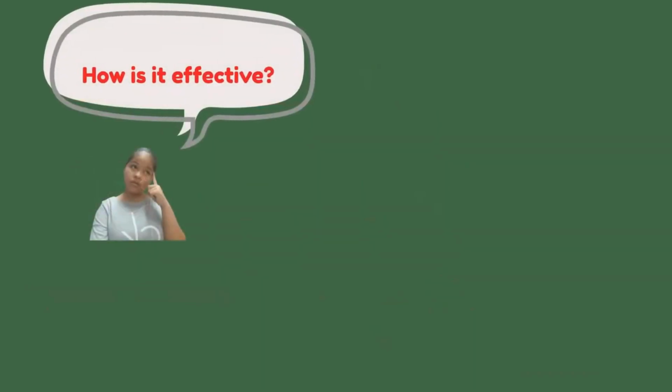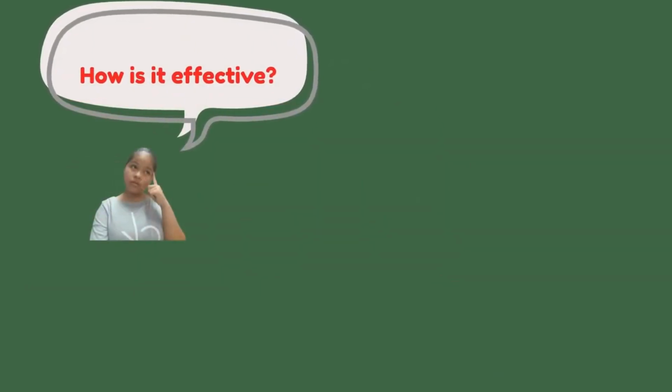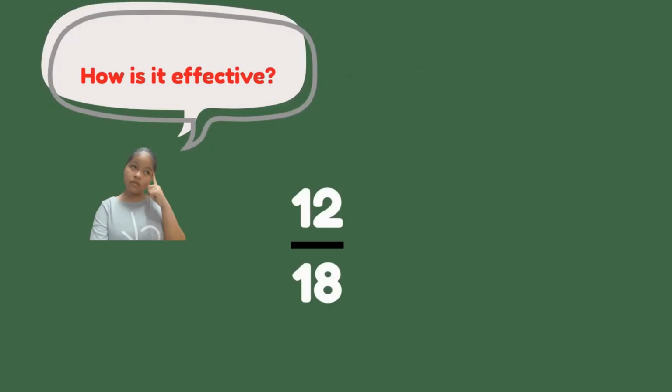But you might be wondering how it is effective. Well, imagine your teacher told you to simplify this fraction. Most of the people might try to divide it by 2, then with 3. For us, we have already learned that 6 is the greatest common factor of 12 and 18, so we will divide it by 6. 12 divided by 6 equals 2. 18 divided by 6 equals 3, which gives us 2 by 3.